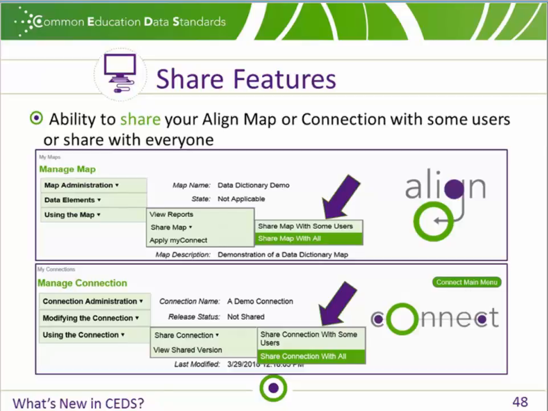But there are also other instances when you may want to create a map or a connection for internal use. And you have the ability to select specific individuals who have CEDS accounts to view the map or the connection. And when you're setting that up, you're able to search for the user. And if they don't have an account in CEDS, you have the ability right there in CEDS to send them an invite so that they can create their own account and would be able to view what you have shared with them.